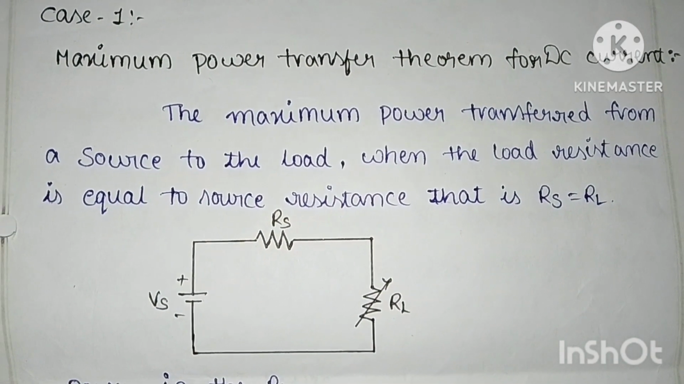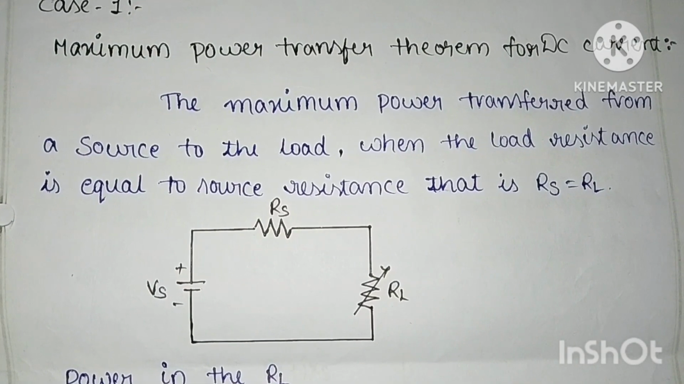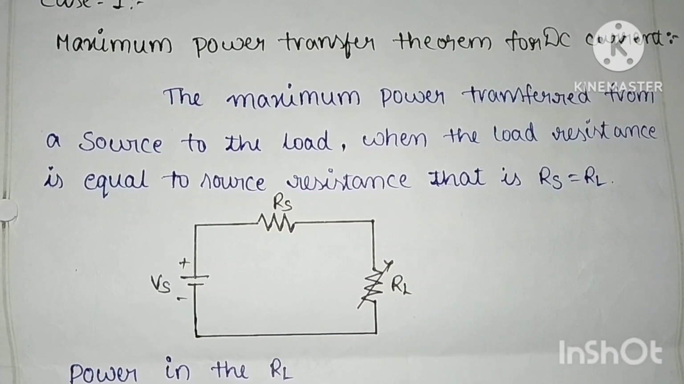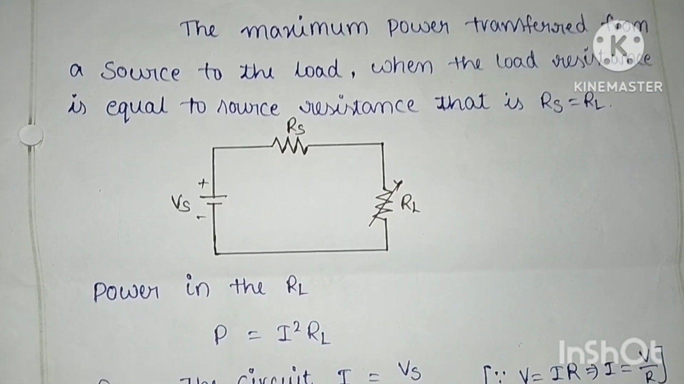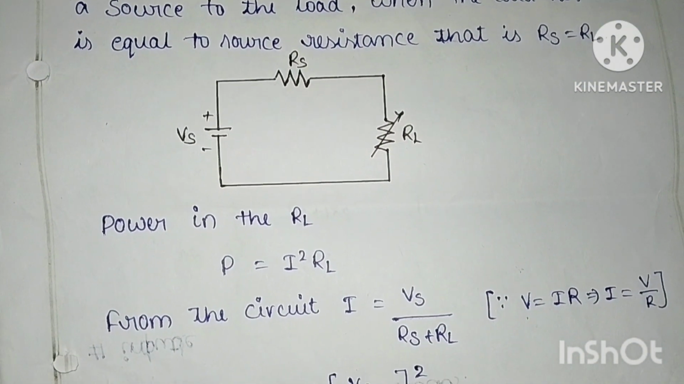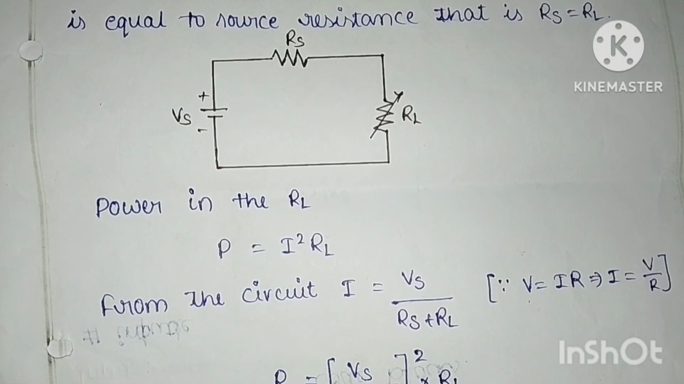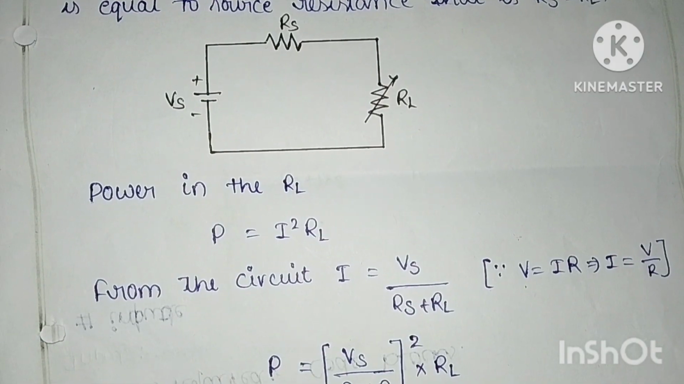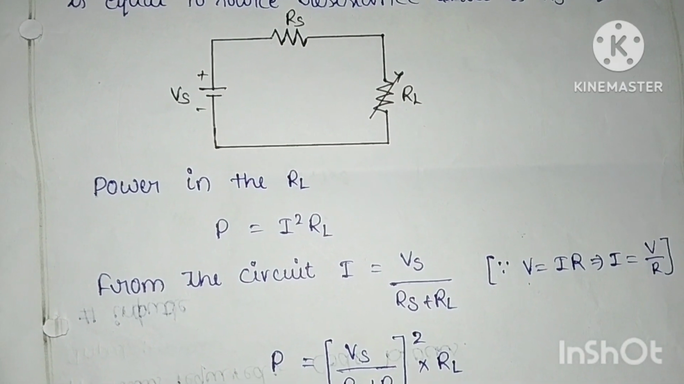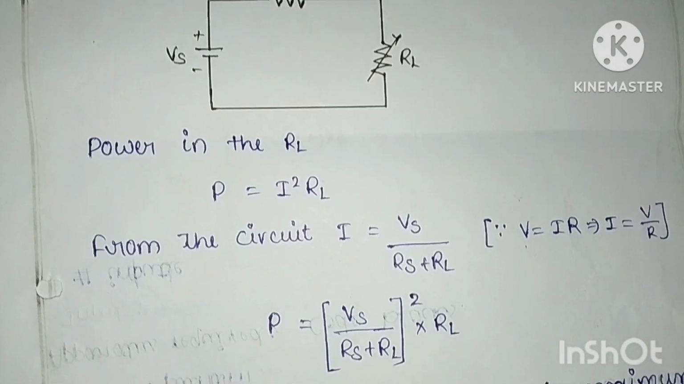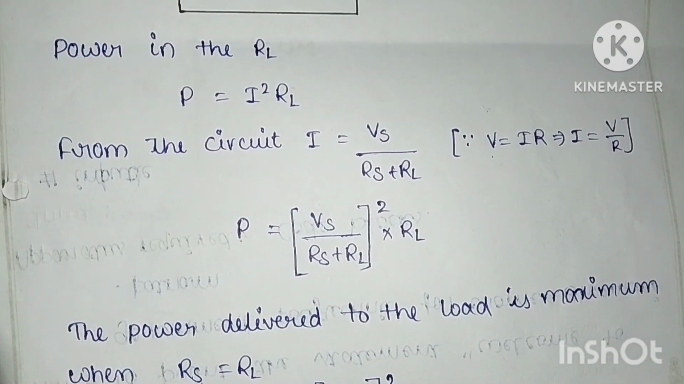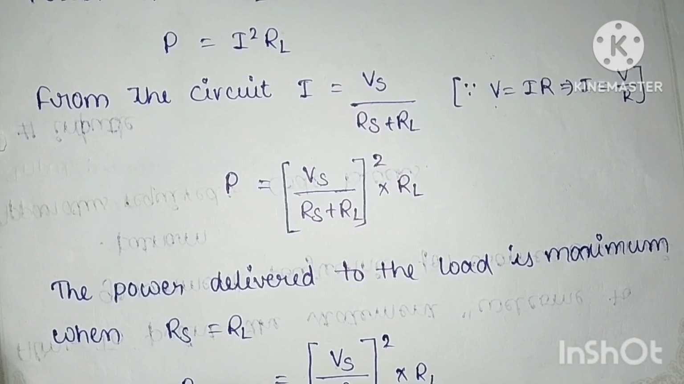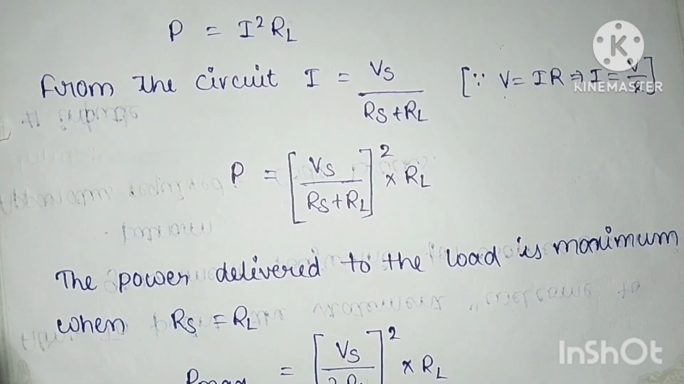is Rs equals RL, where Vs means voltage source, Rs means source resistance and RL means the load resistance. Then we calculate the power in RL from the above circuit. P equals I squared RL. From the circuit, we know that I equals Vs by Rs plus RL. Since V equals IR, that is I equals V by R, substitute the I value in the above P equals I squared RL equation. P equals (Vs by (Rs plus RL)) whole squared into RL.